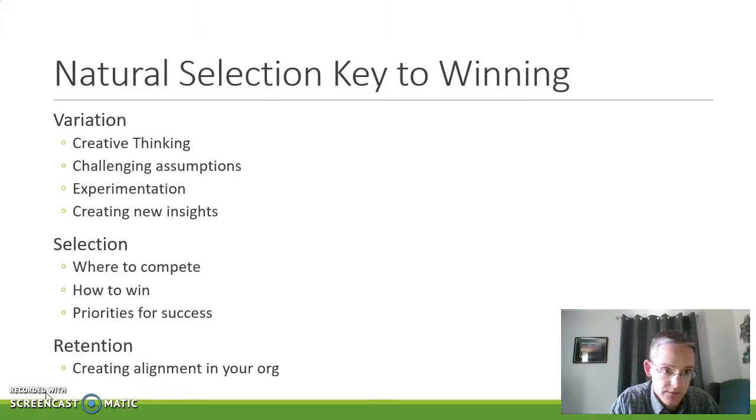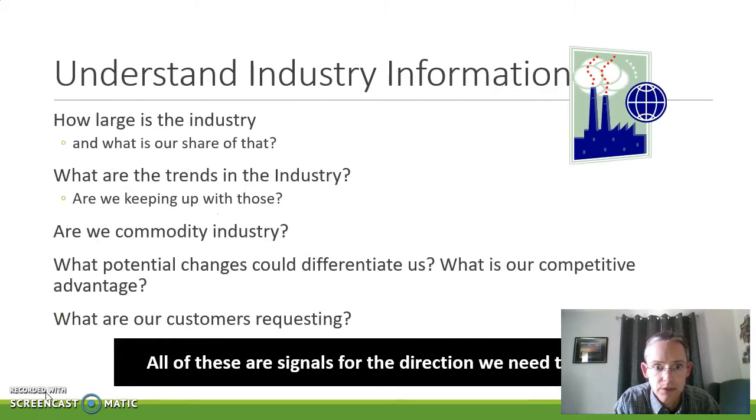There's variation that's involved. For us, that's going to be creative thinking, challenging our assumptions, experimenting with small things in order to see what works and what can create new insights. There's going to be selection involved. Where do we want to compete? How do we want to win? What are priorities for success? Pick the ones that work, get rid of the ones that don't. And then retention. Got to create alignment in our organization so that we can continue to build on those lessons that we've learned.